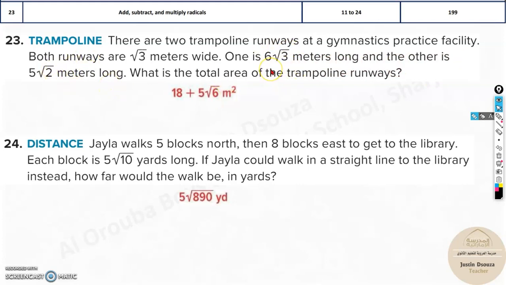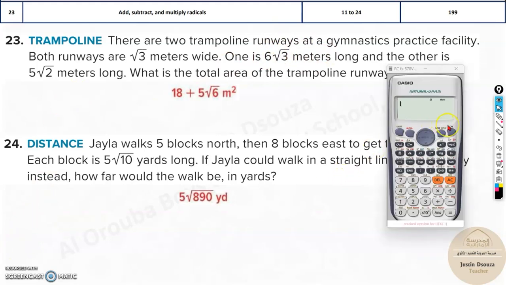What is the area? Now, how do you find the area? Area is multiplication. So this is the length and you just multiply it over here. Let me do it in the calculator. But now here you must remember one thing. When you read it, you understand both runways. See, now this is one runway and this is one more runway. Okay, this is the running area.